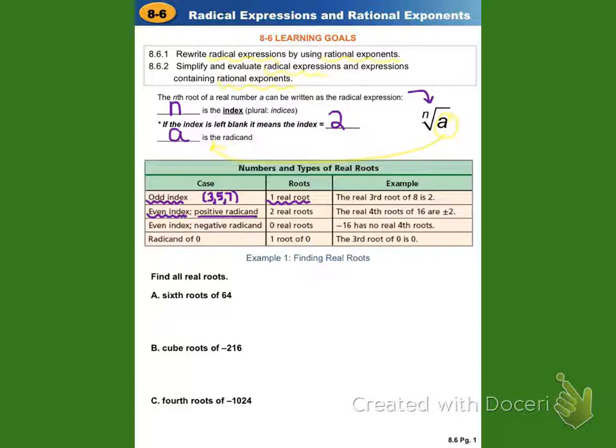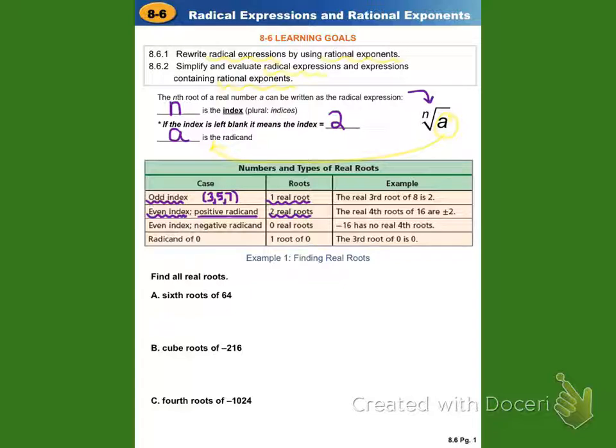If we have an even index instead, and we have a positive radicand. So if we're trying to take an even root, like square root, 4th root, 6th root, or whatever, we have to have a positive radicand, that means the number under the radical has to be positive, because otherwise we're going to be getting imaginary roots, right? And we're just talking about real roots. So then we'll get 2 real roots. One will be positive and one will be negative. Here's an example. The real 4th roots of 16 are 2 and negative 2. Or the real square roots of 16 are 4 and negative 4.